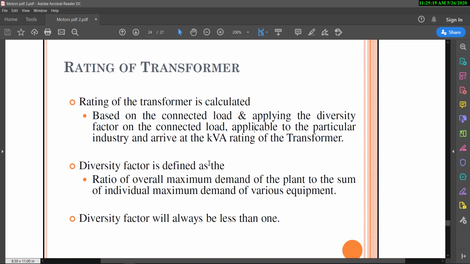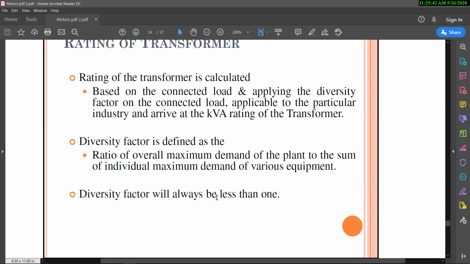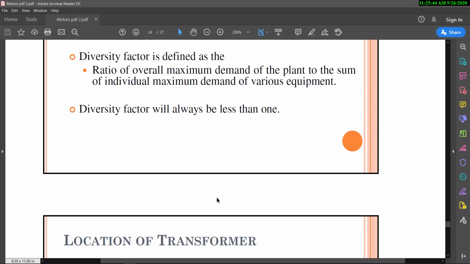Generally, what is diversity factor? That is, the sum of the individual maximum demands of the overall substations divided by the overall maximum demand, that is, the maximum demand of the whole system, is called the diversity factor. Generally, it must be a very low value, that is, it must be less than 1, then only the system is good.